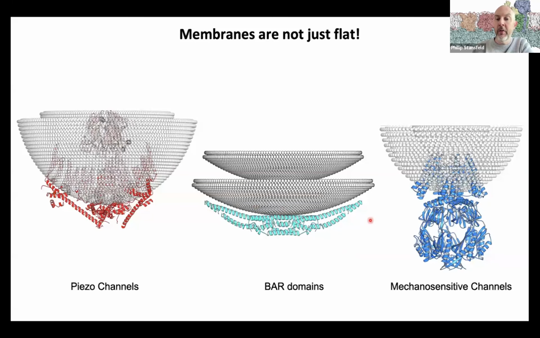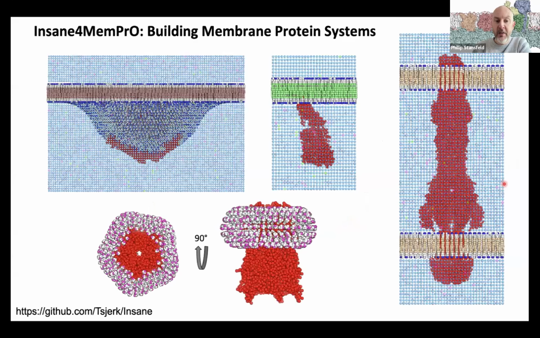BAR domains have been known for several years, and there have been some fantastic simulations from Greg Voth's group over the years, looking at these BAR domain interactions with membranes. And several simulations have also been done on these mechanosensitive channels, again, ones that respond to pull and stretching of the membrane to then open the ion channel within. And so this may involve a level of curvature that's shown here. Alternatively, it may be a more local curvature, and I'll come on to that in a second.